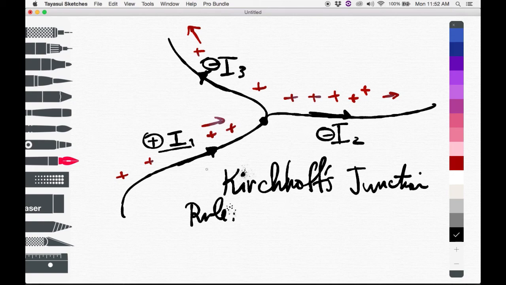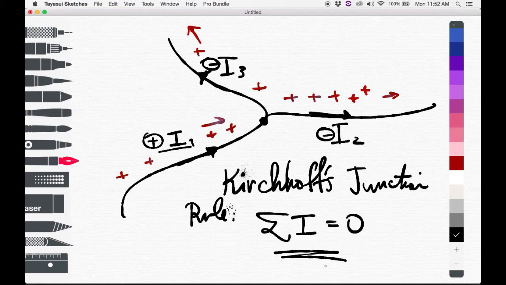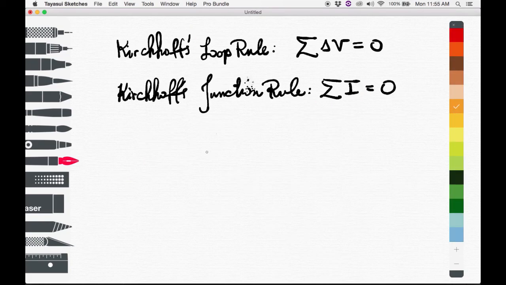Generally speaking, if we have any number of currents that we like, not just the 3, Kirchhoff's junction rule says the sum of all the currents at a junction is equal to 0. So in summary, we have 2 rules. Kirchhoff's loop rule says that the sum of all of the voltages inside a closed loop in a circuit has to add up to 0. And Kirchhoff's junction rule, which applies only at a junction, is that the sum of currents at that junction has to equal 0. It's really important to note that voltage goes with loop and that current goes with junction.